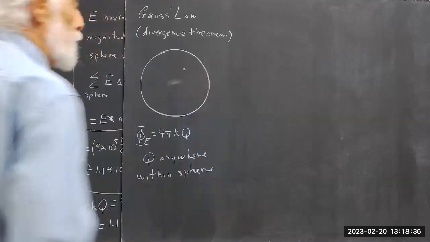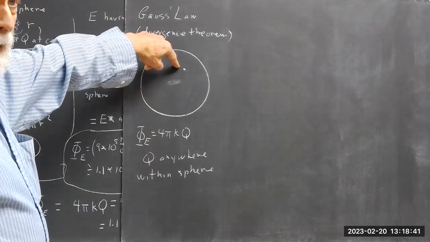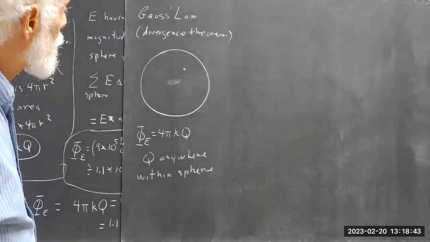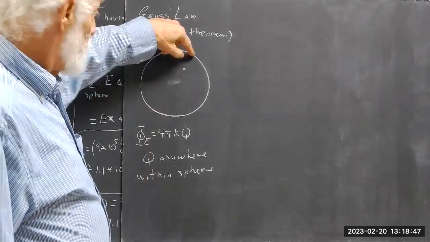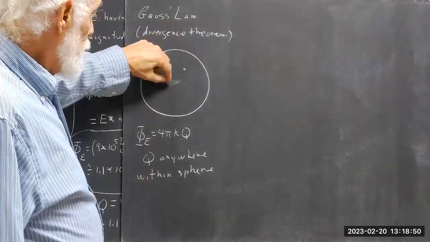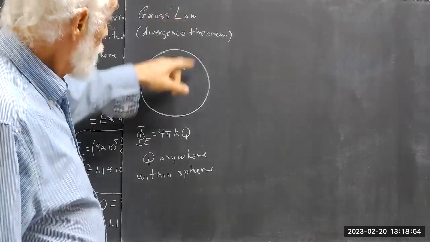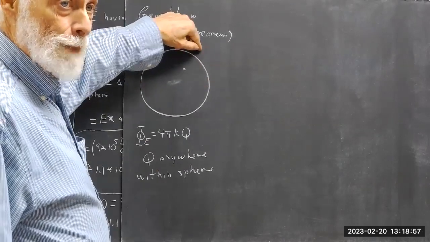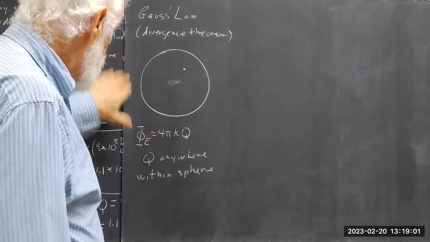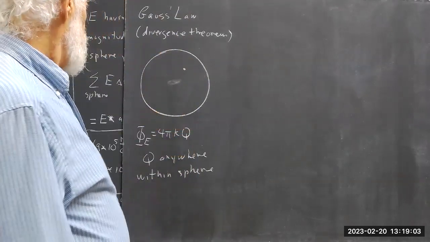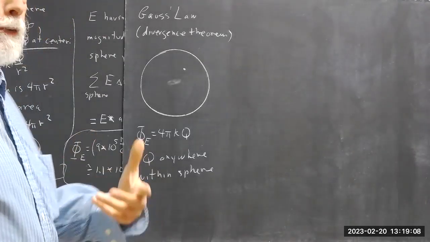It could be anywhere within the sphere. So let's take it away from the center and put it here. Now the field is much stronger here. If this is halfway between the center and the surface of the sphere, the field here is going to be 4 times as great. You're going to get a lot of flux through this part. You're not going to get as much flux through this part over here. Okay. And it turns out that that balances.